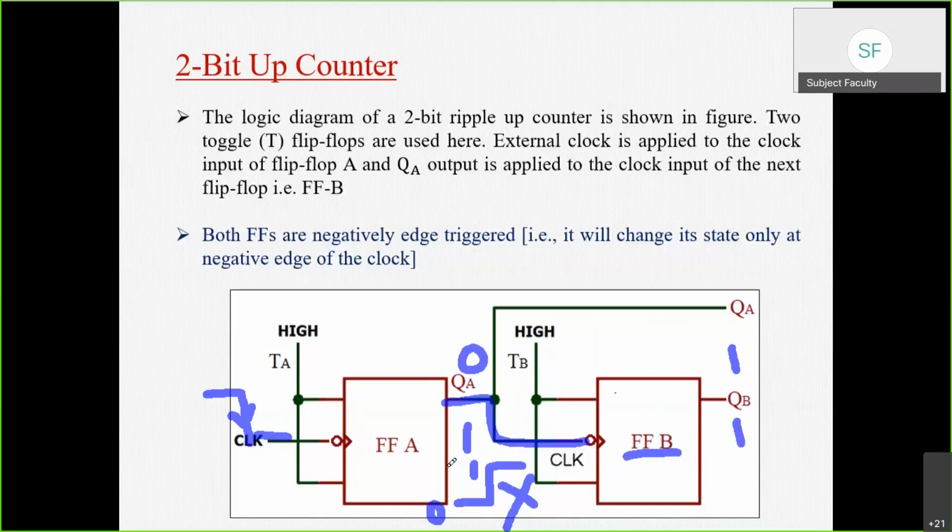So QA will be 1 and QB will also be 1. So QA, QB both will be 1, 1. This is nothing but the binary equivalent of 3. So you can observe that initially what we assumed, our count was 0, then it becomes 1, 2 and 3. And in the next cycle, what happens? Both flip-flops will toggle. So this one becomes 0 and the next one will also become 0.